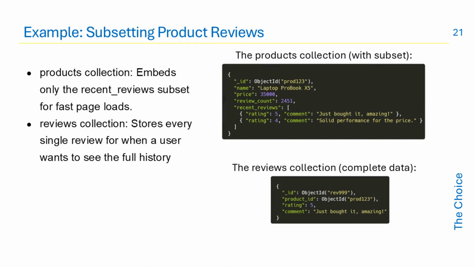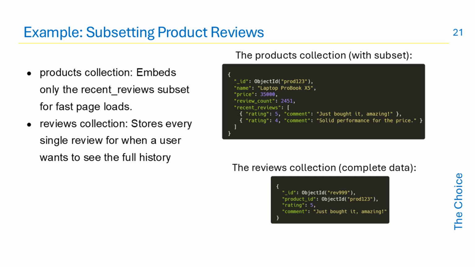Here is the implementation of the subset pattern. Look first at the products collection. The document is small and efficient. It contains a field like review_count for summary information, and most importantly, the recent_reviews array, which is always kept small, maybe 2, 5, or 10 entries. This is the document we fetch for the main product page.